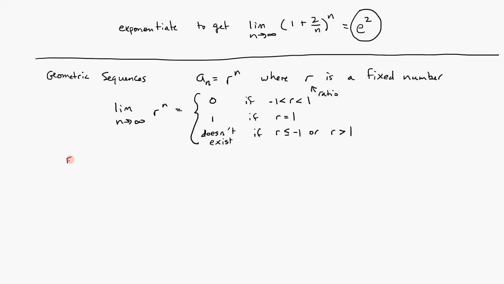So for example, the limit as n goes to infinity of (2/3)^n. Here r is equal to 2/3, which is between negative 1 and 1, so the limit is equal to 0.